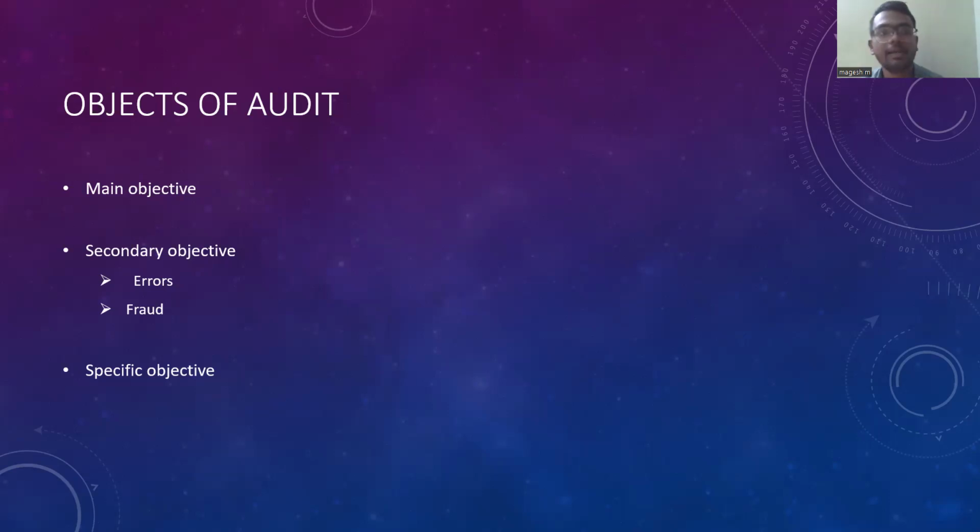Once again, basically objects of audit are classified into three: main object, secondary object, and specific object. The secondary object is classified into two types: errors and frauds. Errors are mistakes done unknowingly, whereas fraud is a mistake we know about, but even though we do that. And errors are further classified into errors of commission, omission, principle, compensating, and duplication.